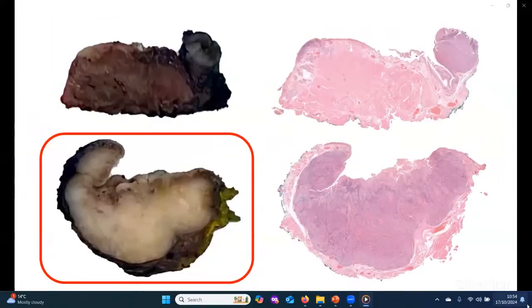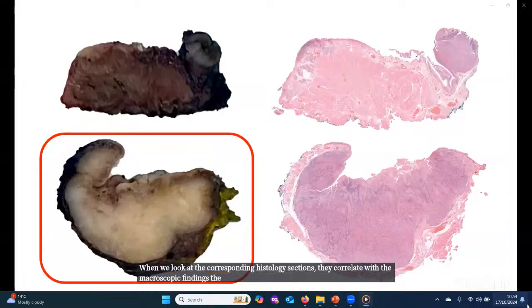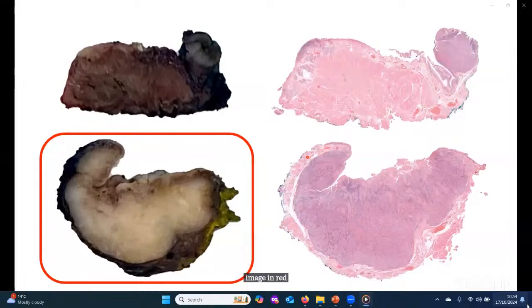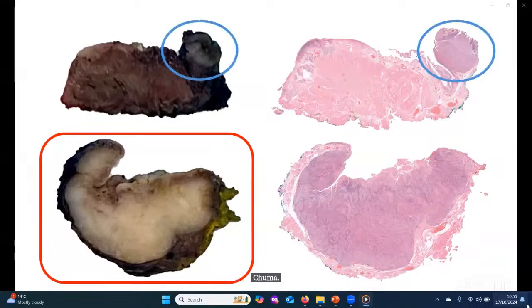When we look at the corresponding histology sections, they correlate with the macroscopic findings. The image in red represents a cohesive HPV-associated carcinoma. The constrictor muscle is at the base of the specimen, and this is involved by tumour. The upper image, that pale grey nodule, does indeed represent a separate tumour focus.